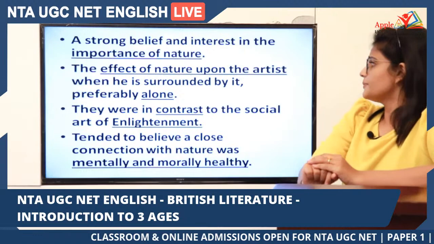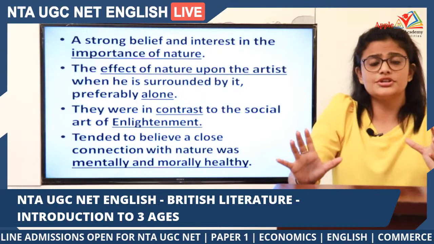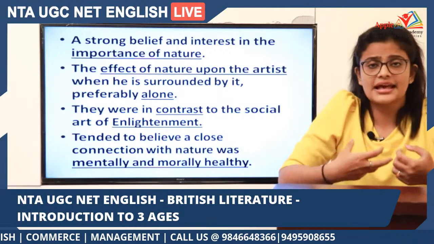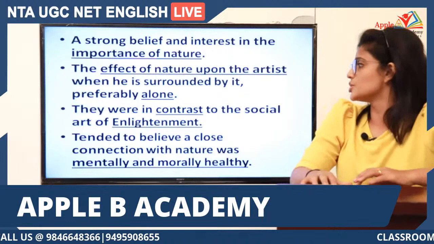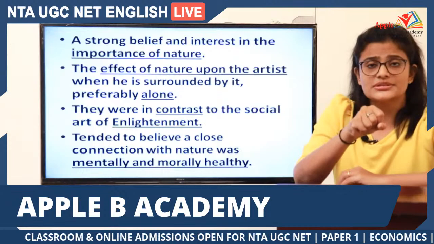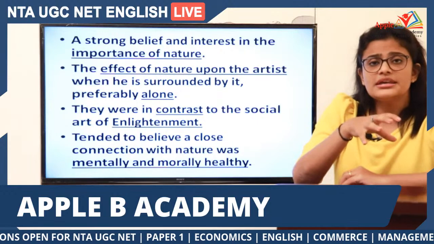So rather than explaining the beauty of nature, in Romantic writers you could find that they are writing about the effect of nature on them. Okay, or the love, or what they go through when they are close to nature. They were in contrast to the social art of the Enlightenment Age, because in the Enlightenment Age, I have mentioned that importance was given to human beings as an individual or collectively. So here it is not for human beings, but it is for nature that they gave importance.